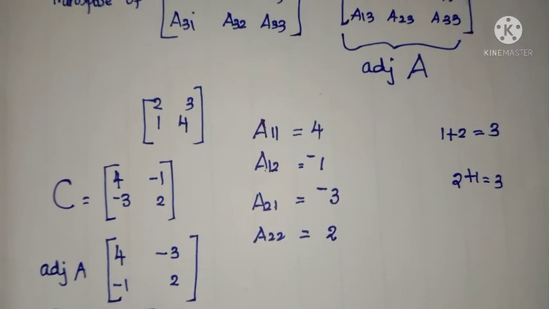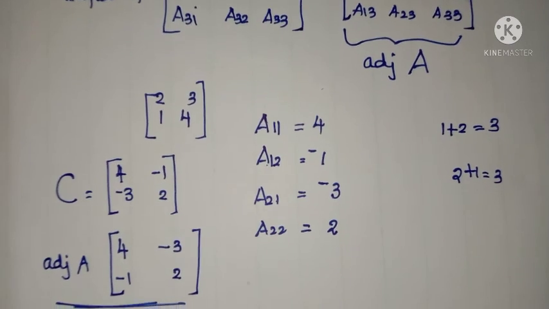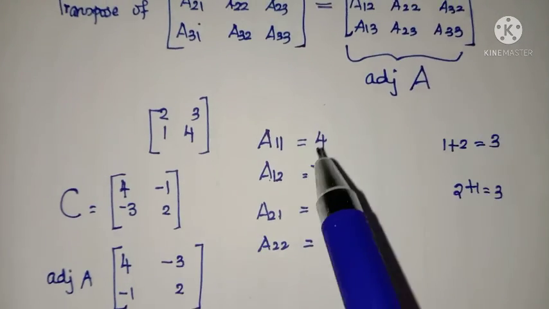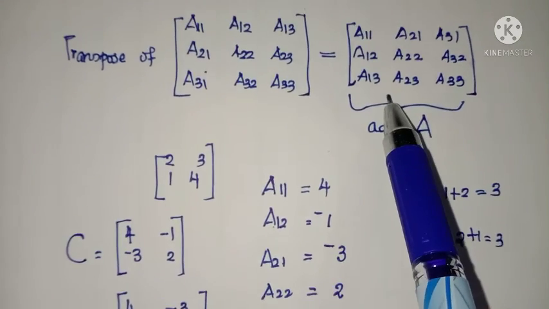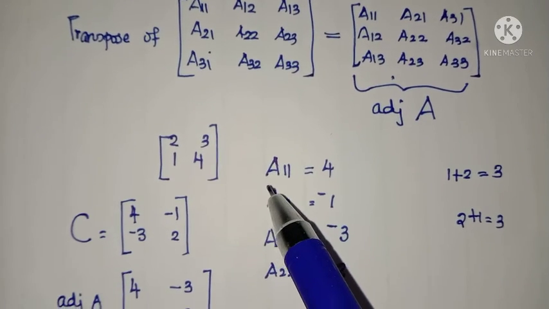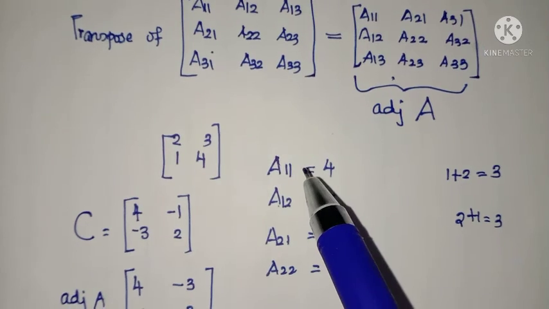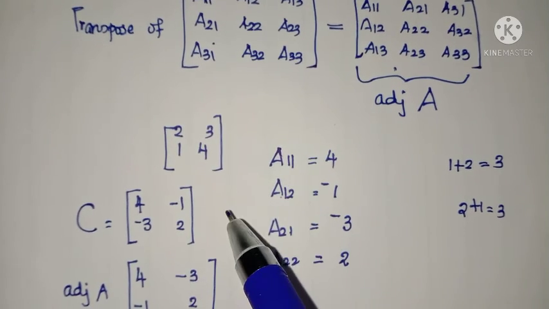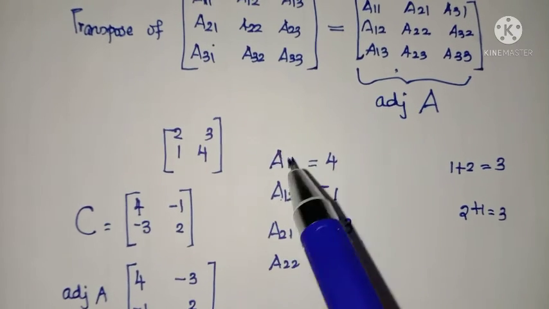So to obtain the adjoint of any square matrix, first we have to determine its cofactor matrix and write down its transpose. Using the concept of adjoint, we will see some theorems without their proofs.